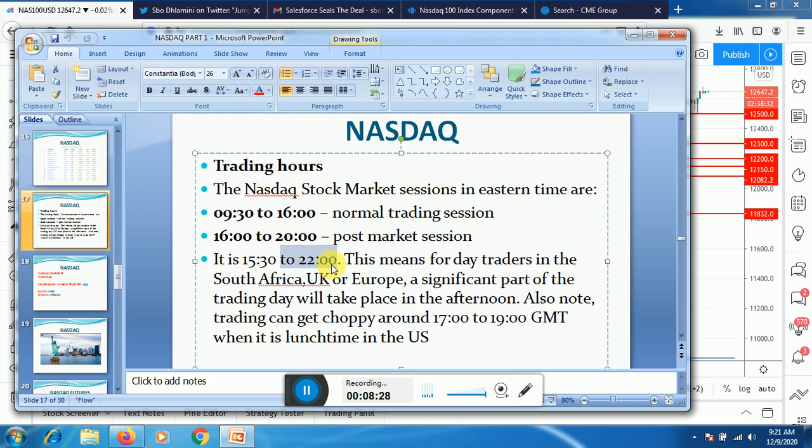10 p.m. at night. When they introduce daylight savings, this time changes in South Africa. It becomes 4:30 to 11 p.m. at night. So you should be careful which index you are trading.